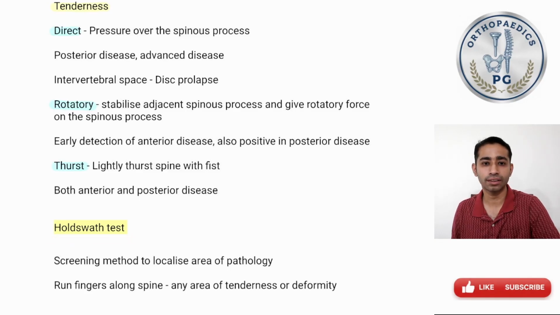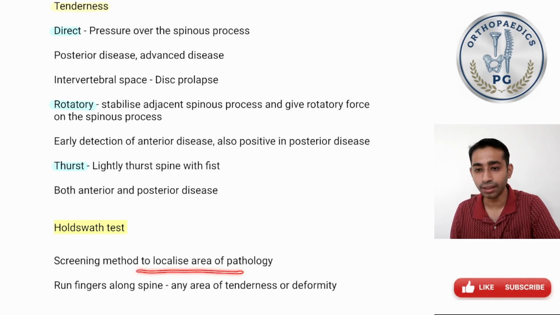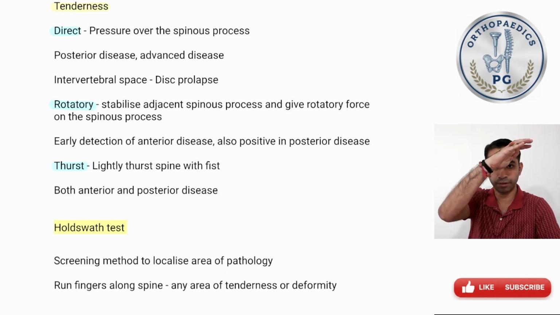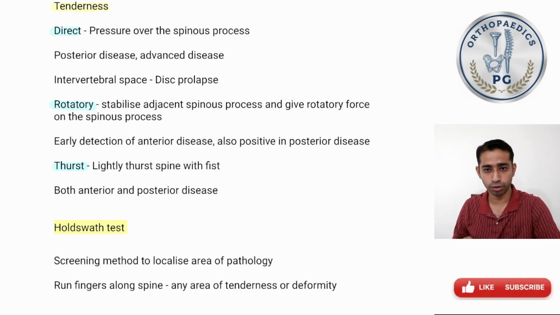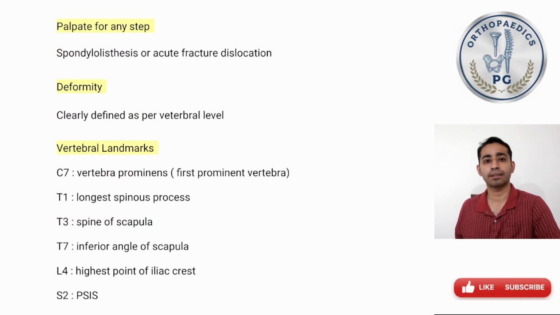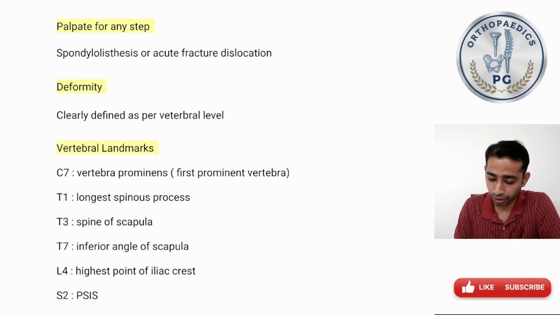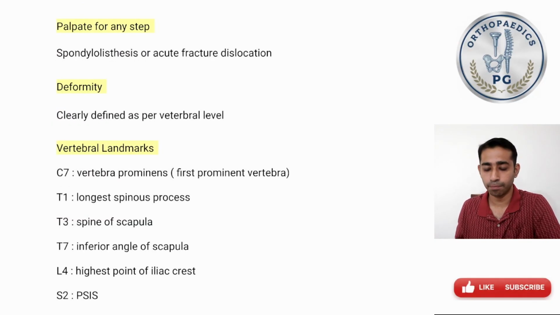So a whole spine test is like a screening test. Here you try to quickly localize the area of pathology. So you run your fingers down from the top of the spine to the bottom of the spine, and any area of tenderness can be localized with this quick screen, or any obvious deformity also can be quickly screened by this test. Next step in palpation is you palpate for any step in the spine, which can be there in spondylolisthesis or any acute fracture dislocation.